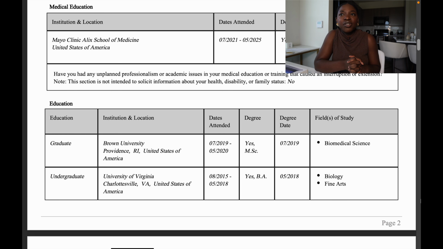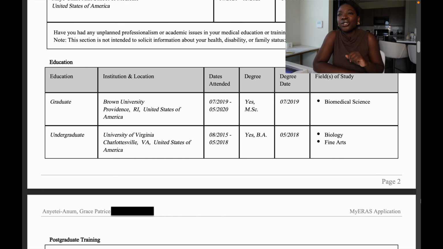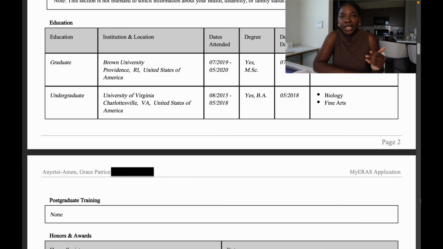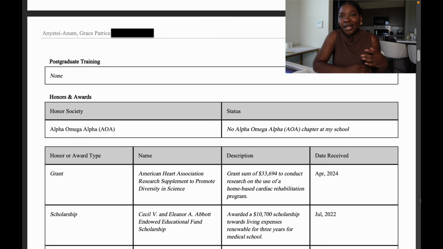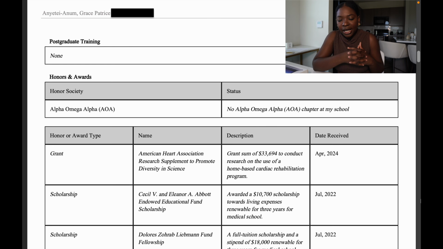That means after you completed medical school, have you done any other training before applying to residency? Did you get an MPH? Did you do a PhD? Any other thing you've done after medical school before applying for residency? For me, that was a no-brainer. It was none. So I did that.